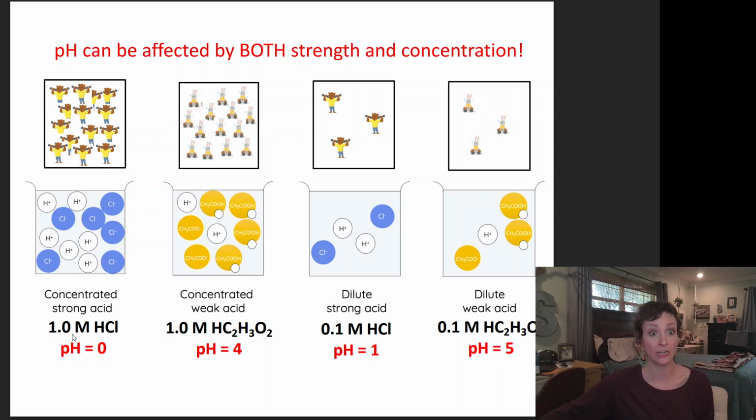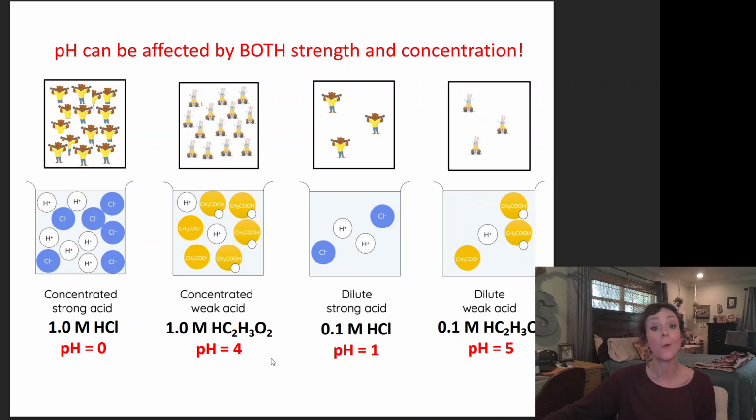If I have a really concentrated, really strong acid, we're going to have a real low, acidic pH. Well, what if I take that same strong acid in a more dilute situation? It's still pretty acidic, but not quite as acidic because I do not have as much of that strong presence of the hydrogen ion.